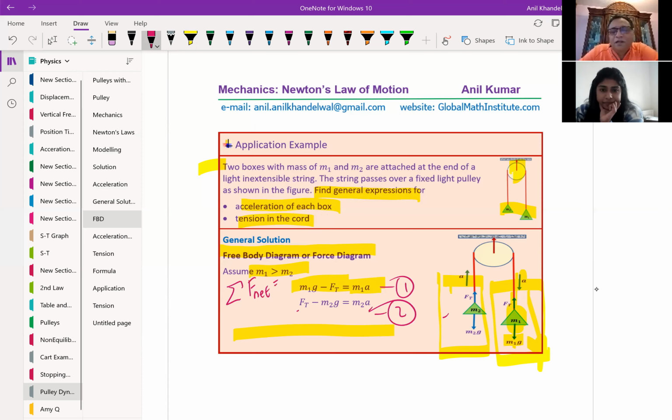So now we have two equations and only two unknowns which we need to find: A and Ft, the acceleration and the tension. You can easily eliminate. If I add them up, Ft cancels, and we can find what the acceleration is. Once you know A, you can substitute the value of A and find the tension. So simple as that, correct? You understood the approach? Let's move forward.